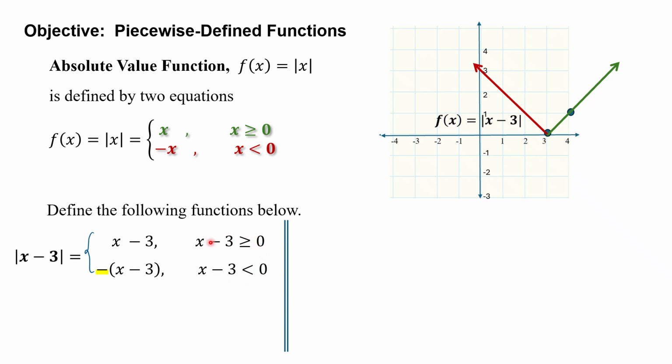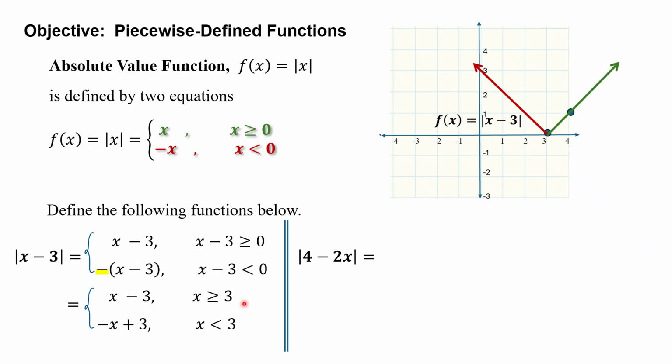So if we solve this inequality here, the first equation will be x minus 3 if x is greater than or equal to 3, and the other one is negative x plus 3, where x is less than 3. So as you can see here, the 0 or the critical value of this x minus 3 is x equal to 3. So that is the boundary here.